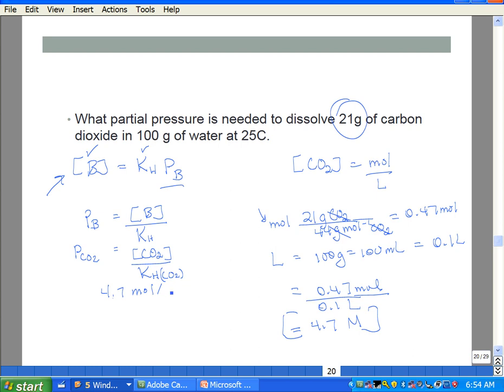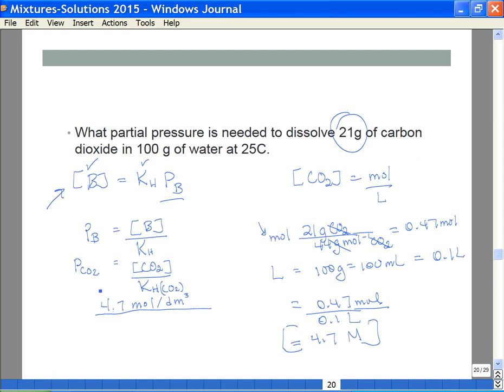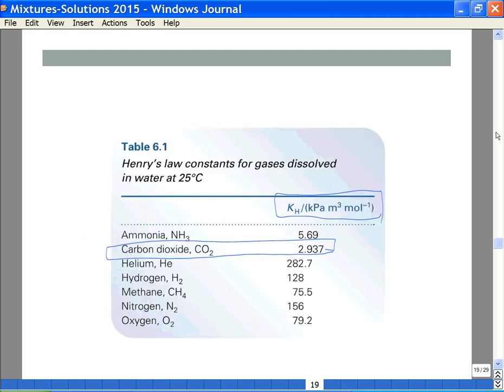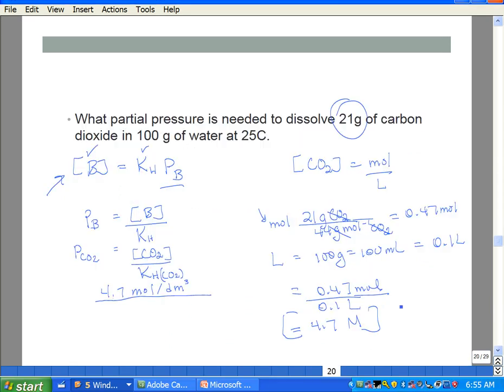over, what did I say the value for Henry's law constant was? I just erased it. 2.93, okay. Kilopascal over a meter cube per mole, okay.